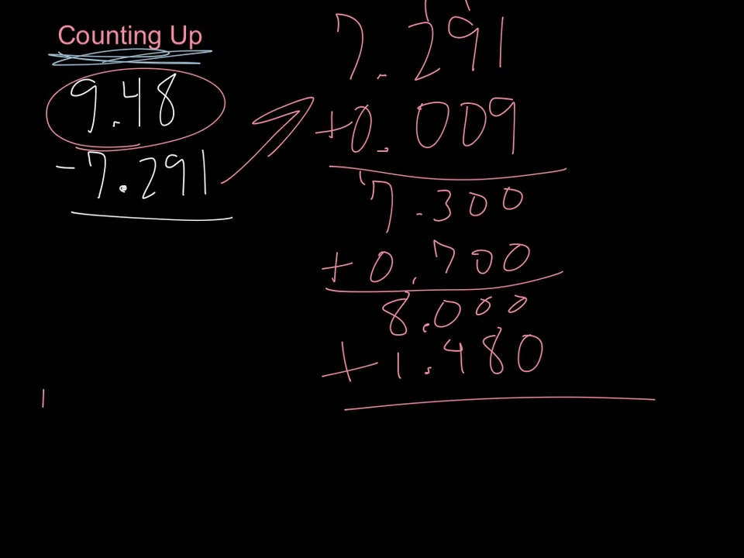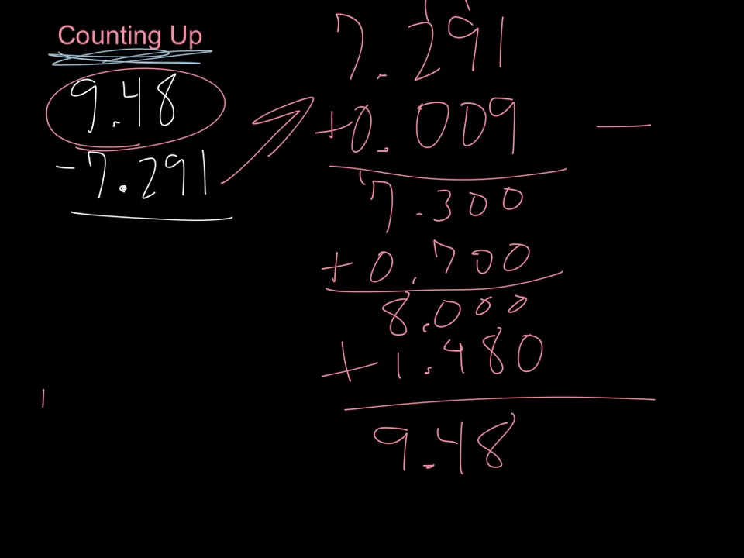Add them up. 0 plus 0 is 0. 8 plus 0 is 8. 4 plus 0 is 4. Put that decimal point down there. Don't leave that. And 8 plus 1 is 9. There we have it. 9 and 480 thousandths, but really it's the same as 9 48 hundredths. Pretty cool.